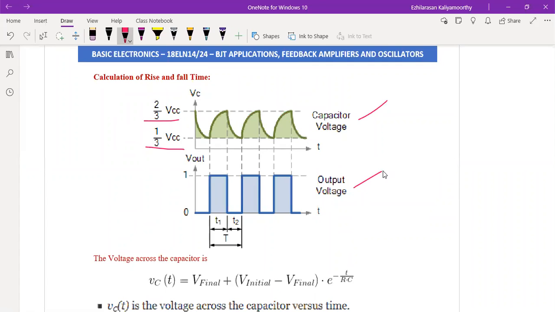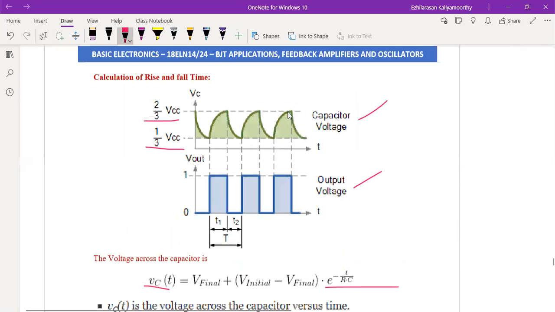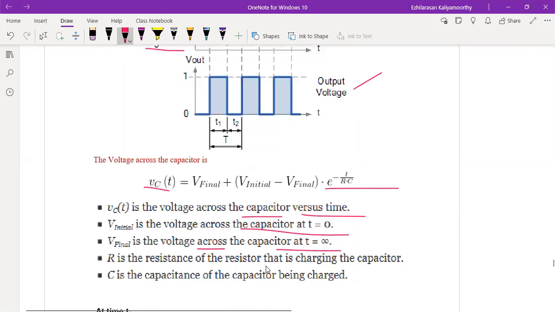How can we calculate the voltage across the capacitor? VC(t) = V final + (V initial − V final) e^(−t/RC), where VC(t) is the voltage across the capacitor versus time, V initial is the voltage across the capacitor at t = 0, and V final is the voltage across the capacitor at t = infinity. R is the resistance of the resistor that is charging the capacitor, and C is the capacitance of the capacitor being charged.